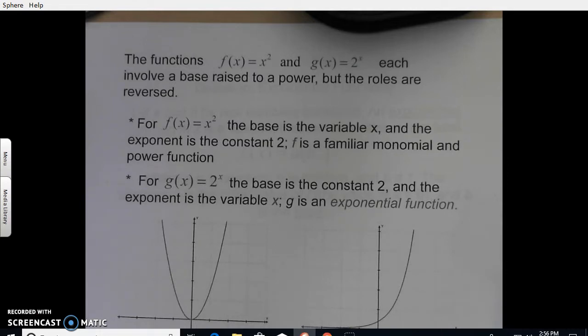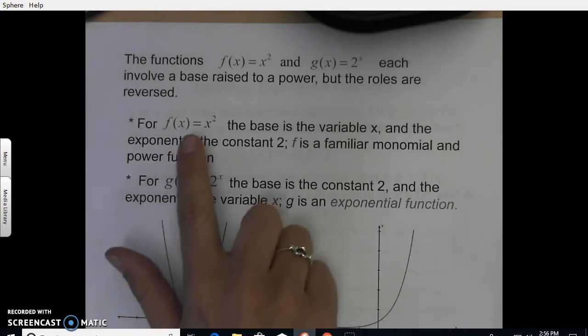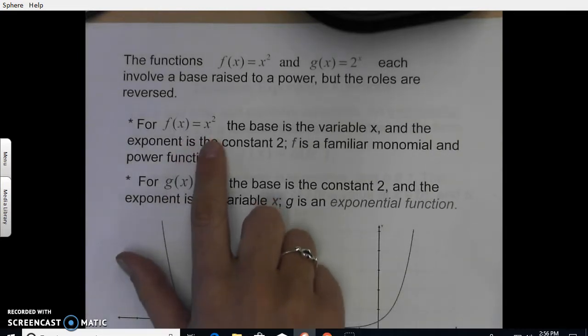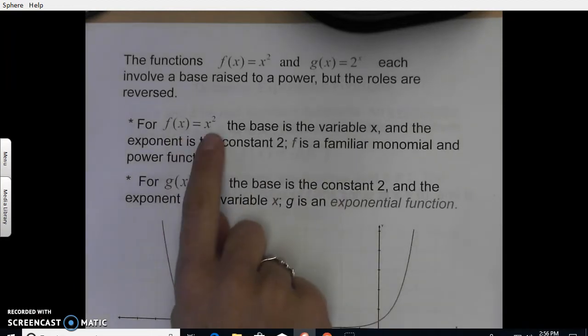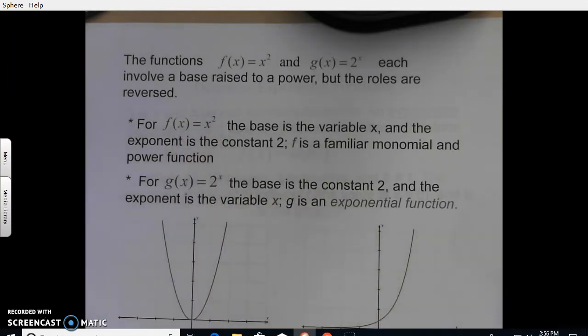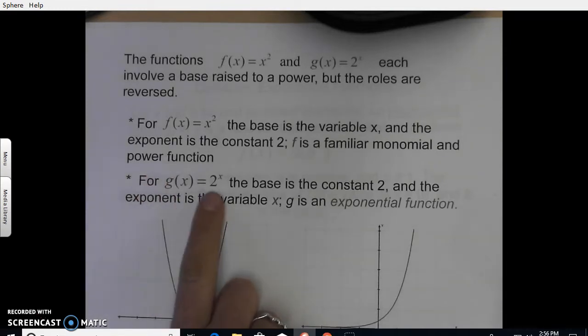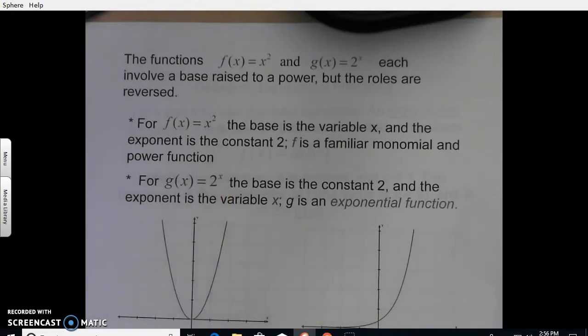The functions f of x is equal to x squared and g of x is equal to 2 to the x power each involve a base raised to a power, but the roles are reversed. So first we have x squared, and our variable x is our base, and the exponent is the constant 2. And what changes here would be the value of x, so what is being raised to the power. And then for g of x, 2 is our base, and our variable is the exponent x.